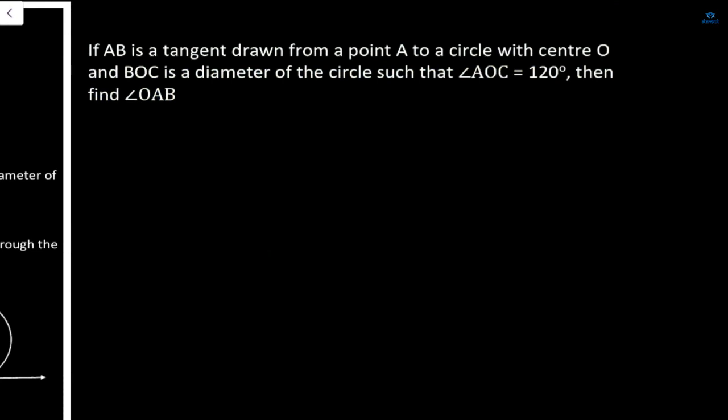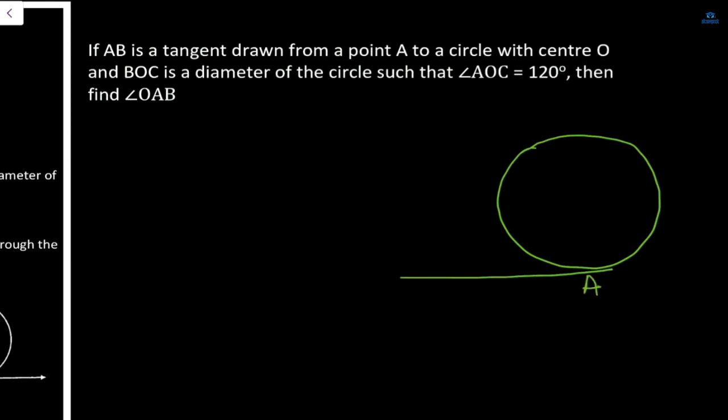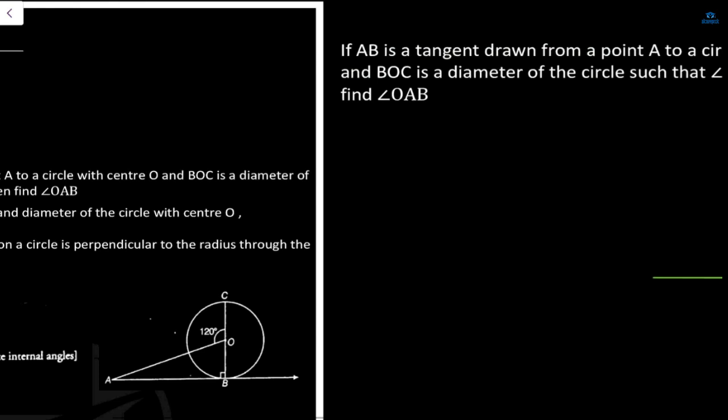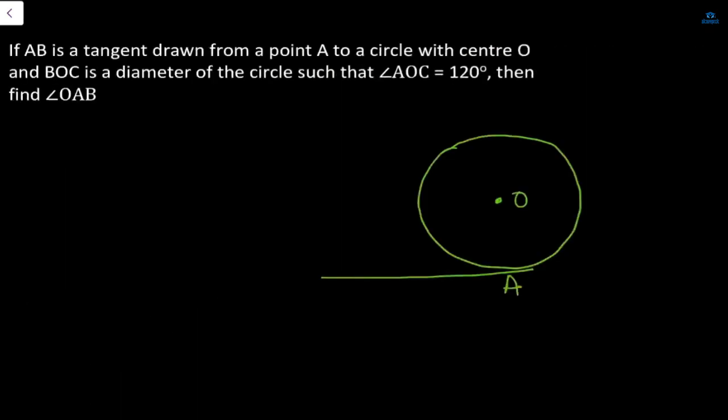Could you please explain this one? If AB is a tangent drawn from a point A to a circle with center O, and BOC is a diameter. Why is A marked here like this? I understood that AB is a tangent drawn from a point A. This is BOC, and C is not going outside. Sorry, this is the diameter.